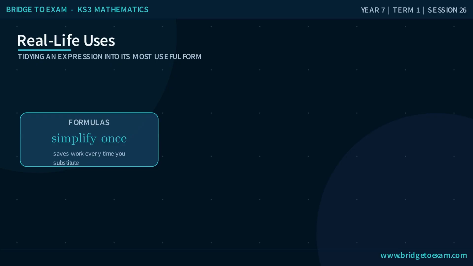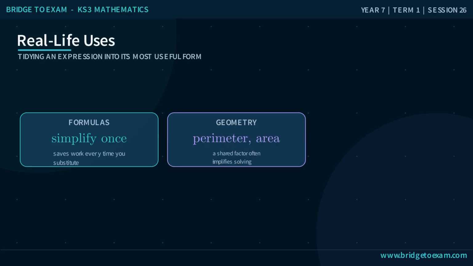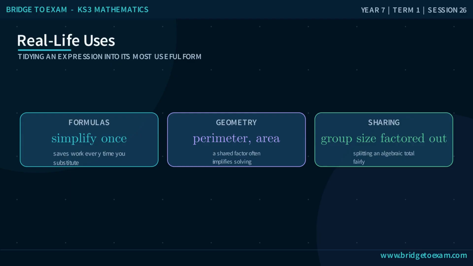Simplifying a formula before substituting values into it repeatedly saves work every single time you use it. A perimeter or area expression with a shared factor often factorizes into a much more useful form for solving. Splitting a total written algebraically into equal groups often means factorizing out the group size first.